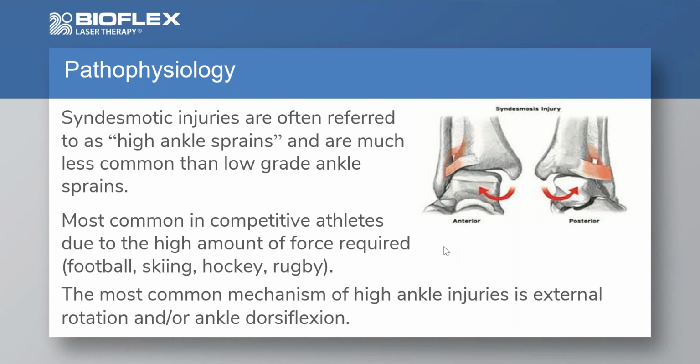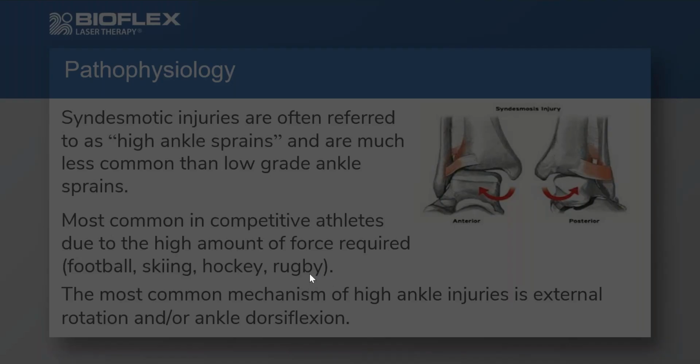The most common mechanism of a high ankle injury is external rotation and/or dorsiflexion. When I was preparing for this webinar, I was doing a bit of reading, and they talk about National Football League players having a fairly high incidence of high ankle sprains. And it definitely takes longer to repair and to overcome than a regular standard ankle sprain. So it's important to recognize that if the patient does have a high ankle sprain, you give them a good prognosis, because the last thing you want is to say they're going to be ready in a couple of weeks when that might not be the case.